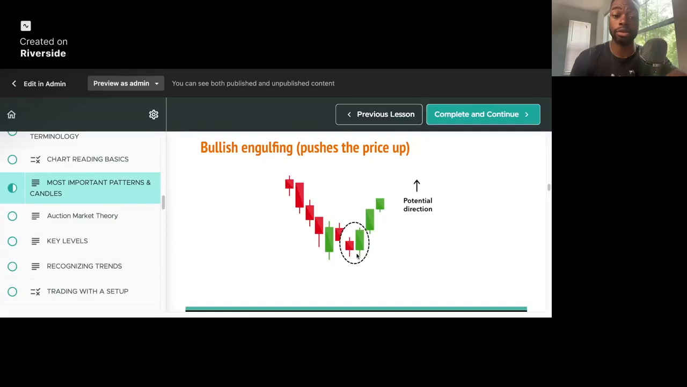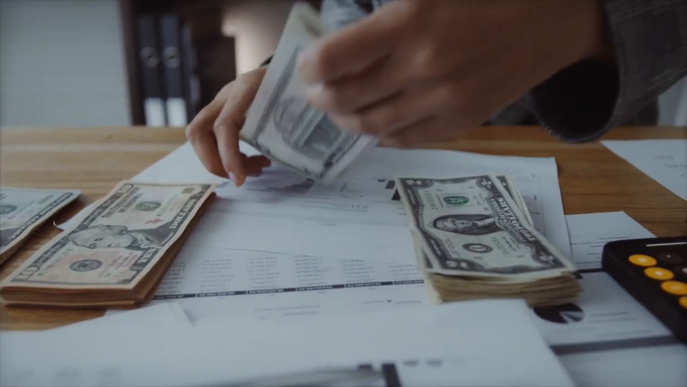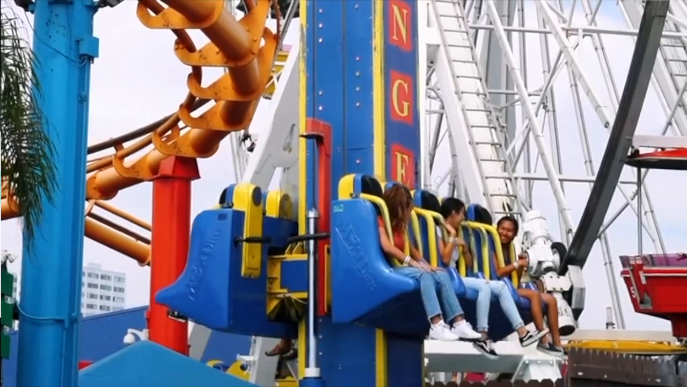And again, that tells you that you're getting a lot more buying pressure and that the potential direction is to the upside. Let's get ready to rumble.